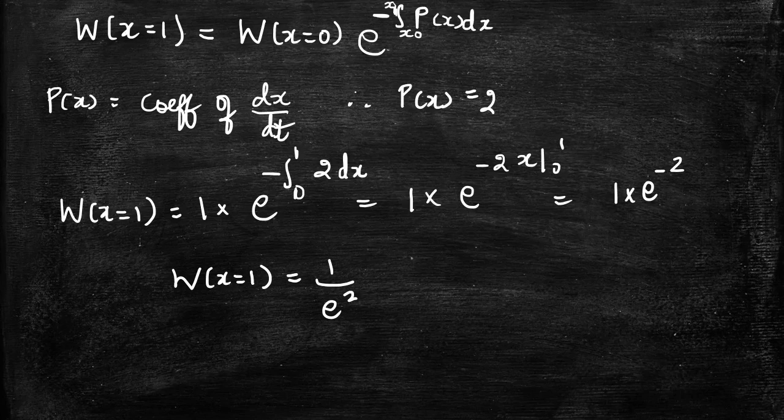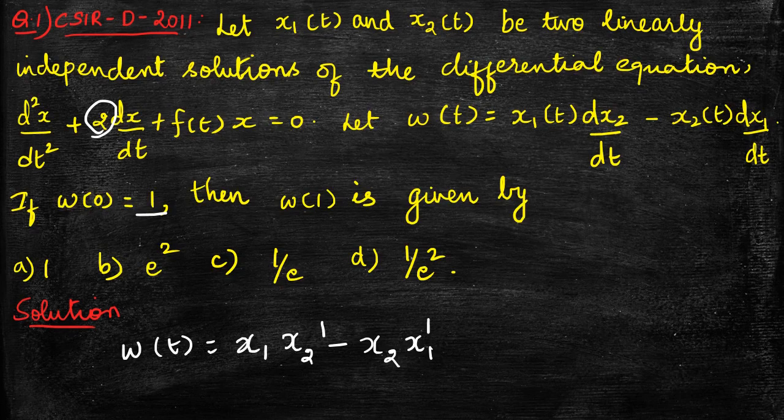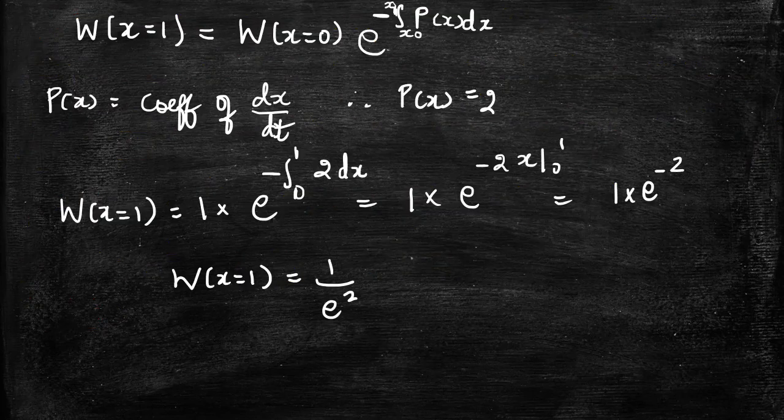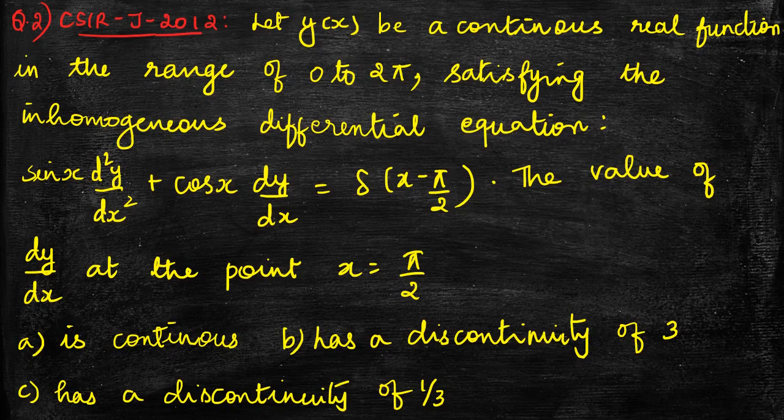1 by e squared. So this is option D. Very simple question. You just have to remember this relation. Let us see the second question.